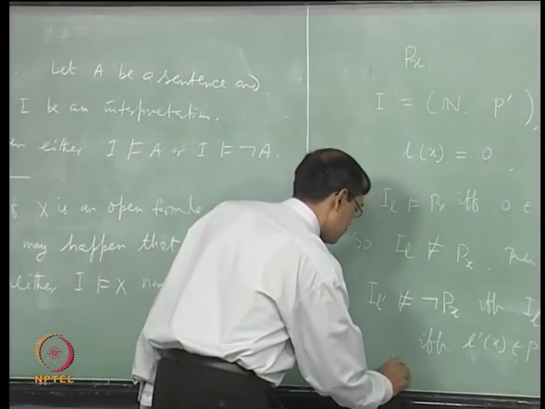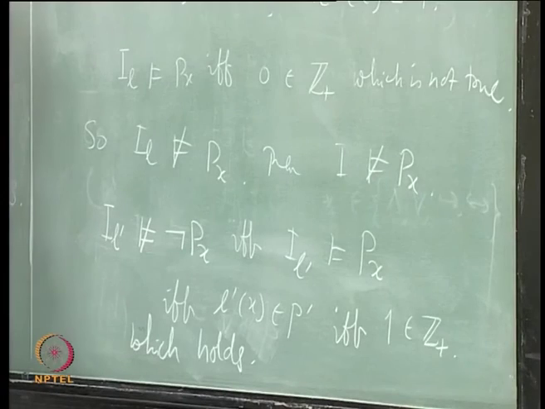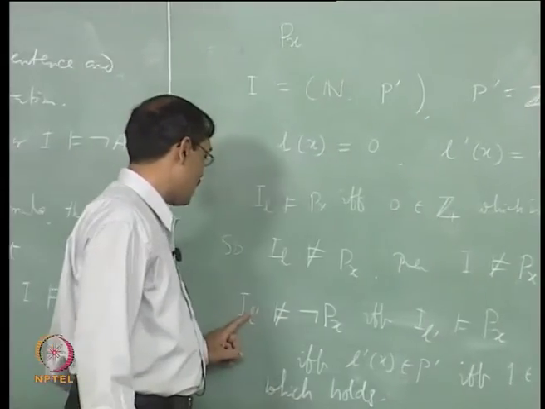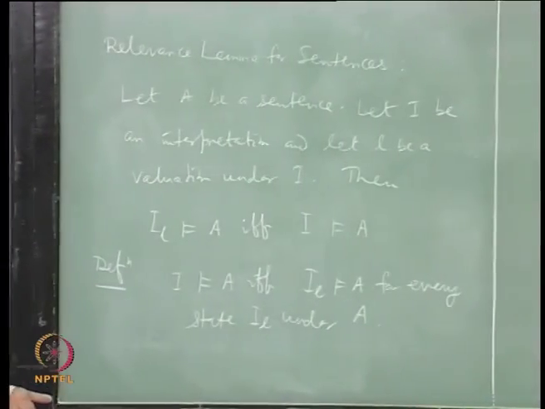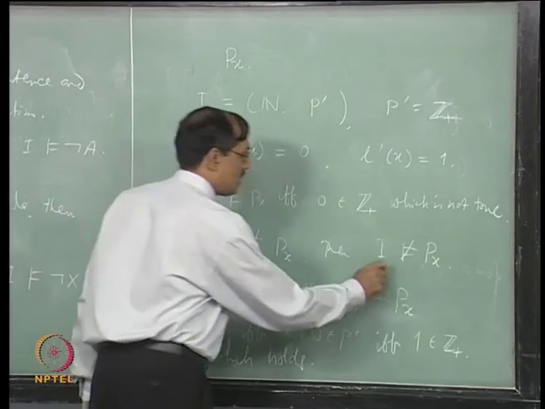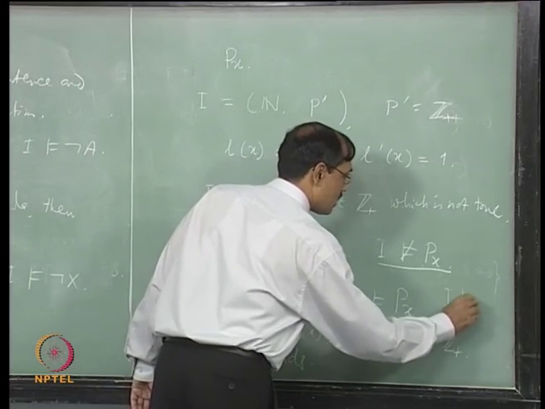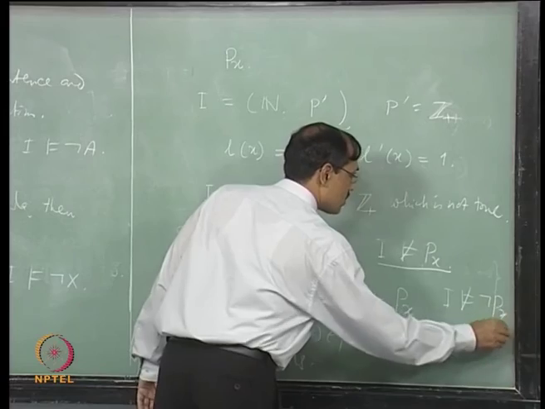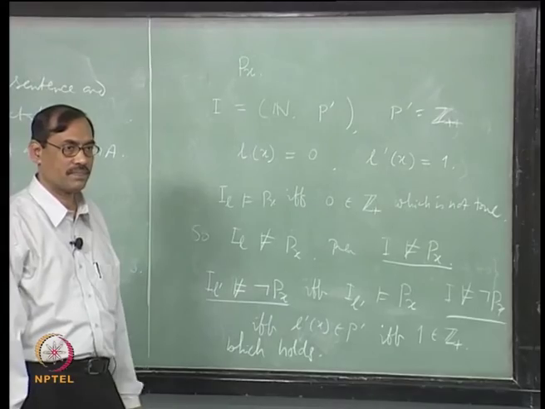Which holds. So, that solves it, right. So, this shows I L prime does not satisfy not P x, therefore, I does not satisfy not P x, right. So, both the things are done. I does not satisfy P x, and from this we conclude I does not satisfy not P x. This is what we wanted. Clear, neither of them is satisfied.